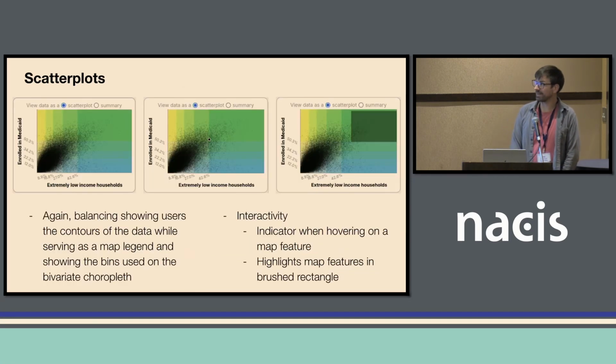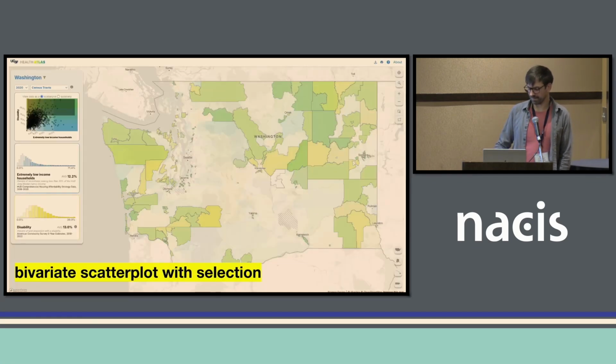And really similarly, the scatter plots work like a map legend when you're looking at two variables at once. In the middle there, someone is mousing over one of the features. We show you exactly where that is, so you can see that at a glance. And then finally, you can draw a rectangle on that scatter plot, and it's going to highlight those features on the map. It looks something like this when you do that.